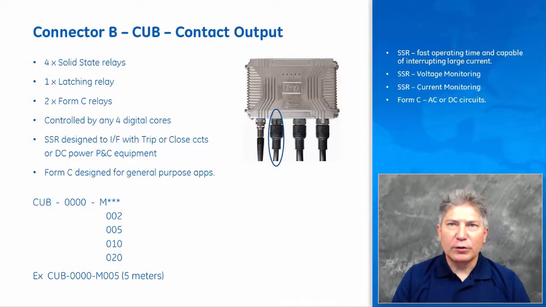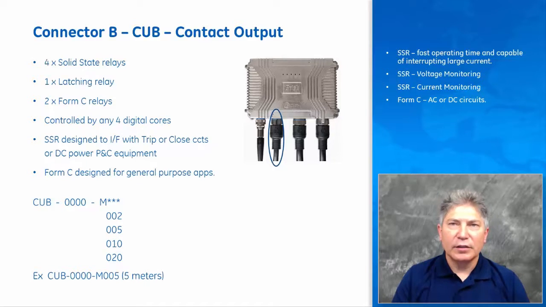Each brick provides 2 Form C contact outputs. Each Form C contact output is designed for general purpose applications in either AC or DC circuits, such as a tap changer, a raise/lower control, and cooling fan or pump control. The switching element inside the brick is an electromechanical relay with a single Form C contact.